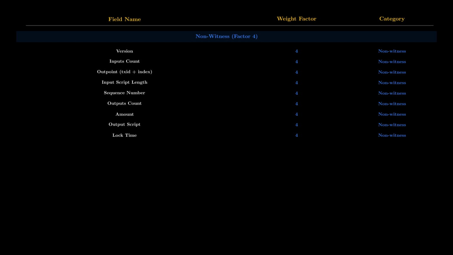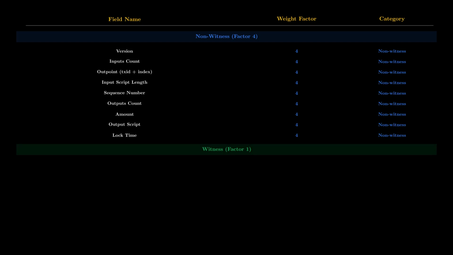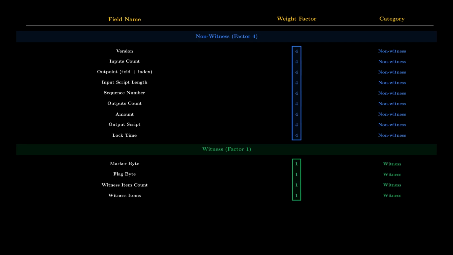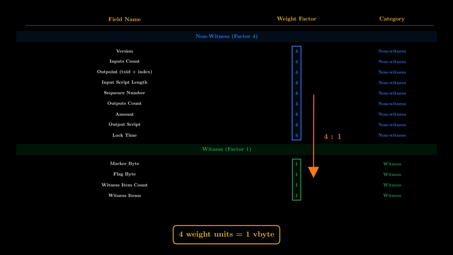Here's the complete breakdown. Factor 4 applies to version, inputs count, outpoint, input script length, sequence number, outputs count, amount, output script, and lock time. Factor 1 applies to the segwit marker byte, the flag byte, witness item count, and the witness items themselves. Every field falls into one of these two categories. The asymmetry is the key design feature. Witness data is discounted by a factor of 4 relative to everything else. Remember, 4 weight units equal 1 virtual byte.